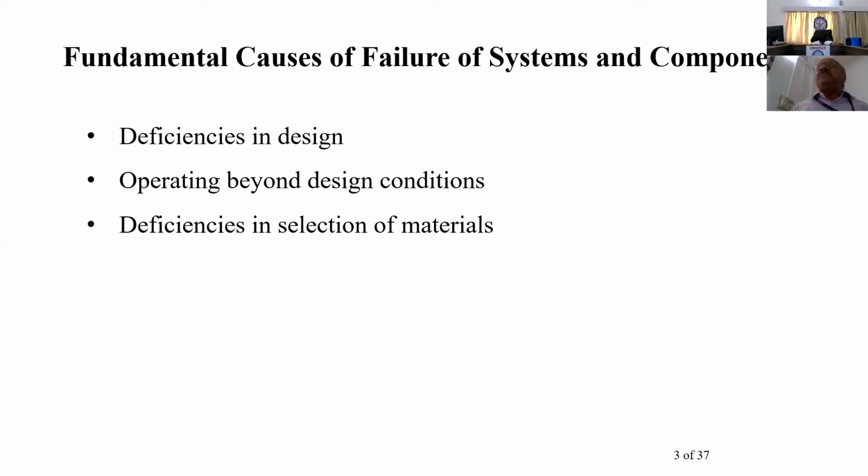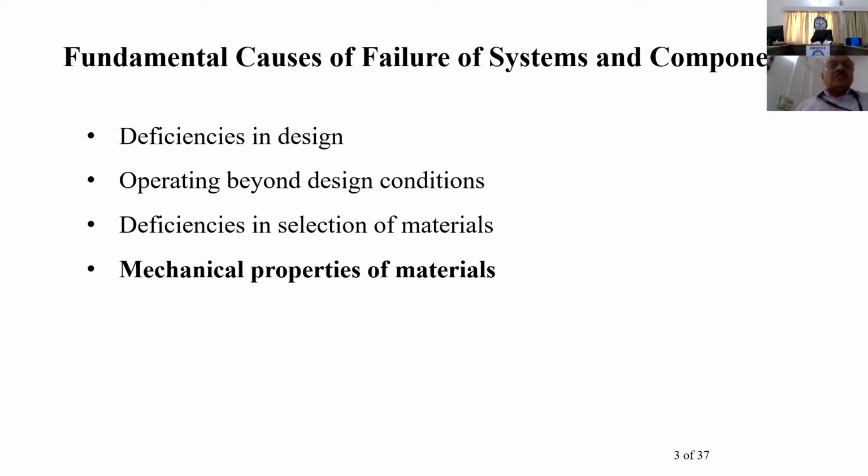Or there has been a deficiency in the selection of materials. We did not have the correct property of the material, or we overestimated the properties of the material. We made a wrong choice of the type and grade of material. So these are the three major causes for failure: deficiency in design, operation beyond the design conditions, and deficiencies in the selection of materials. But there are other reasons too.